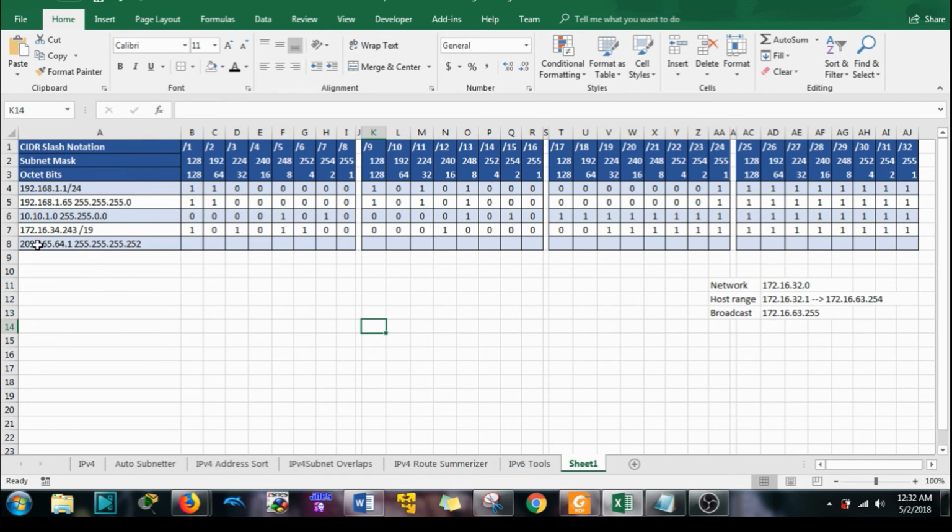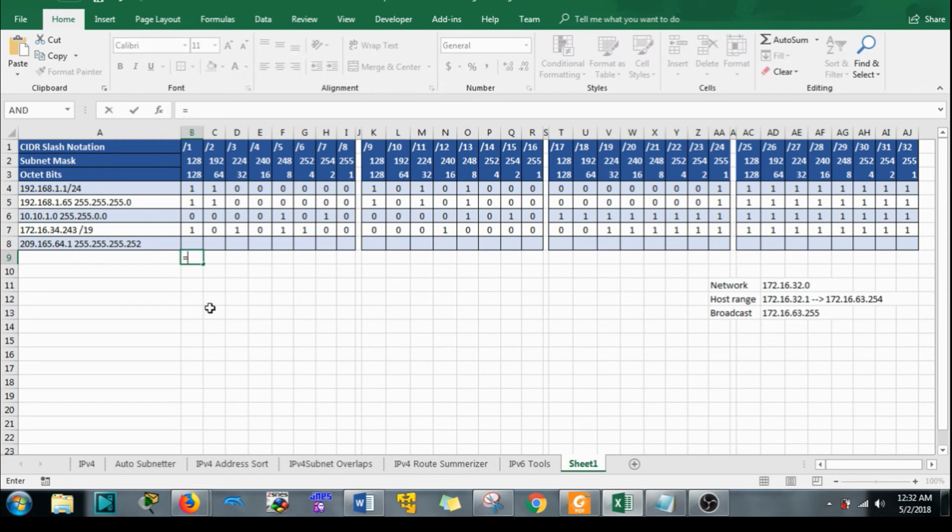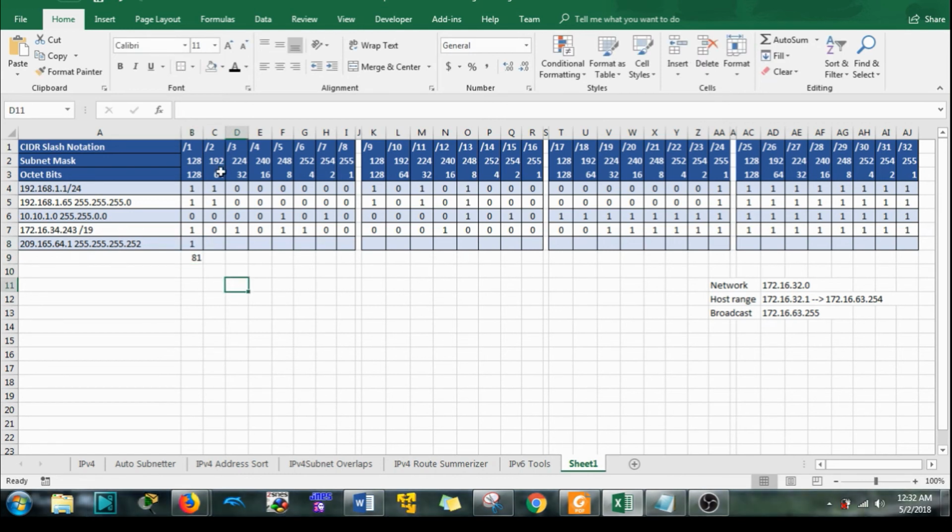All right, let's do this very last one. 209. Okay, so how many 128s? One, at least one. So 209, let's start with that. Minus 128. What's our remainder? 81. Okay. So we can definitely fit a 64 inside there. So we're going to turn that 64 bit on. Let's minus out our 64 so we don't lose track.